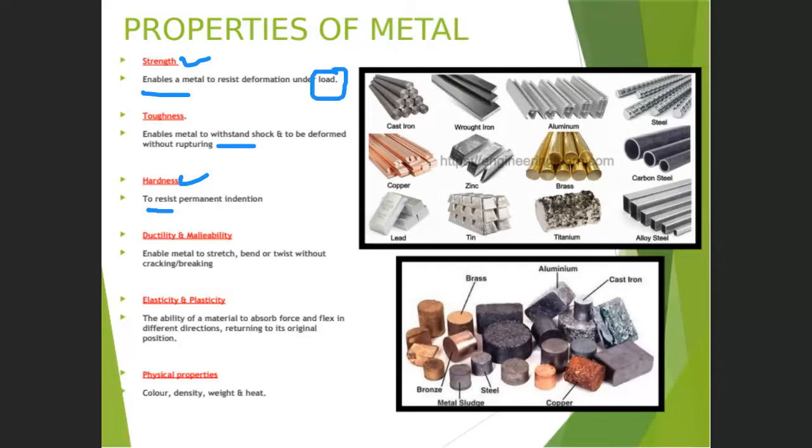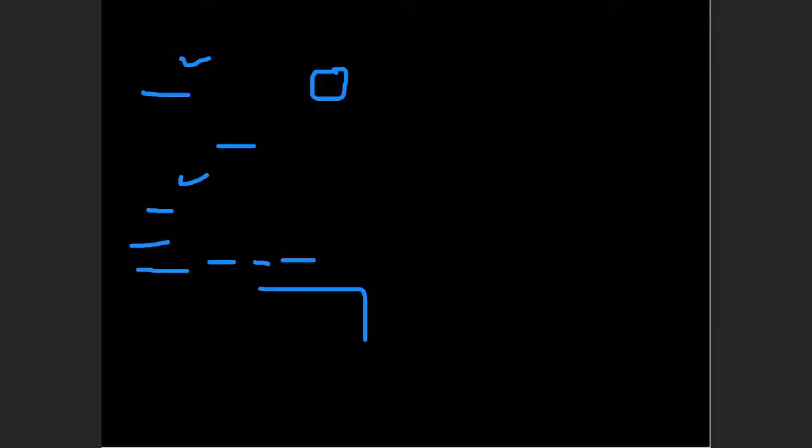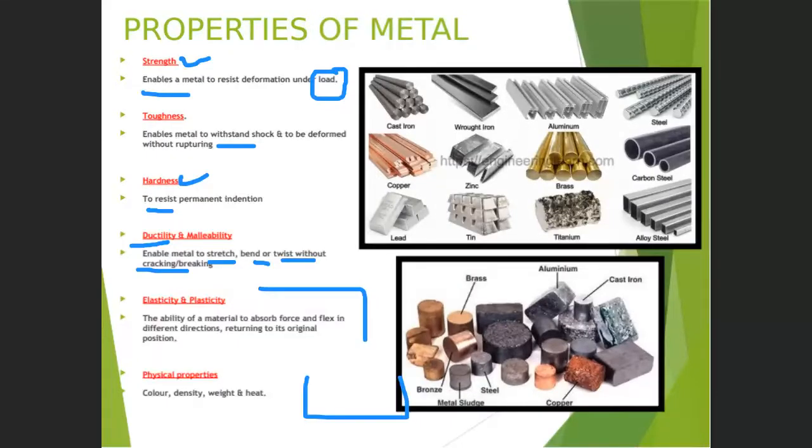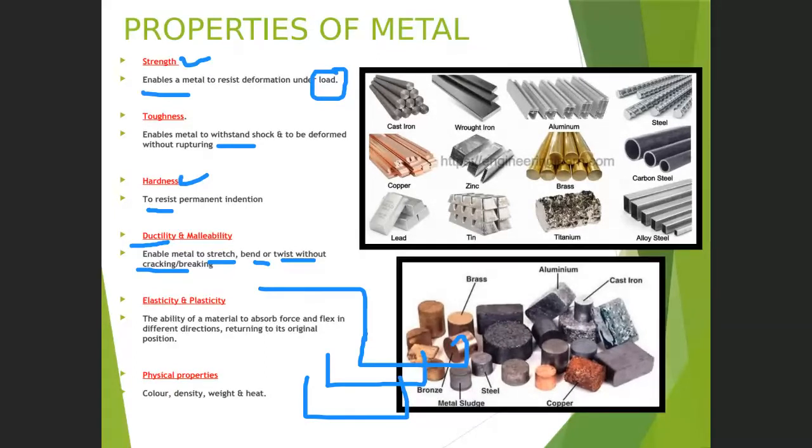When we talk about the ductility, it enables the metal to stretch, bend, and twist without cracking or breaking. The level of the ductility is where from straight you can bend. If you remember the example of the reinforcing bar, when you buy it is straight, but then it can be bent. Let's say this is the reinforcing bar inside the pad footing. Originally it is straight, but it can be bent. That is the property of ductility and malleability.